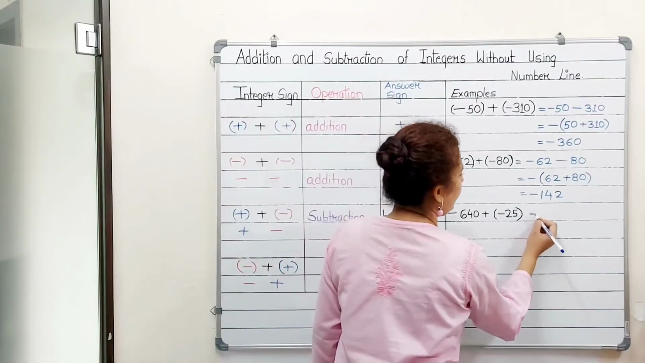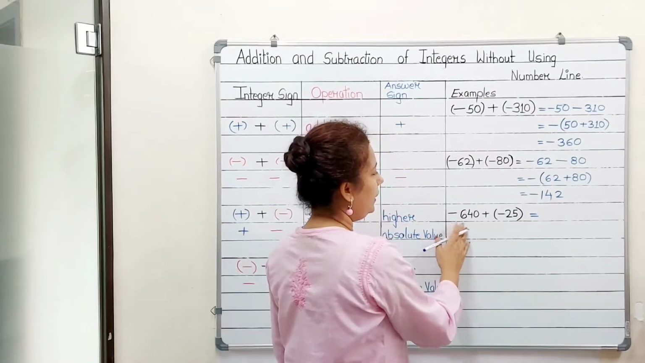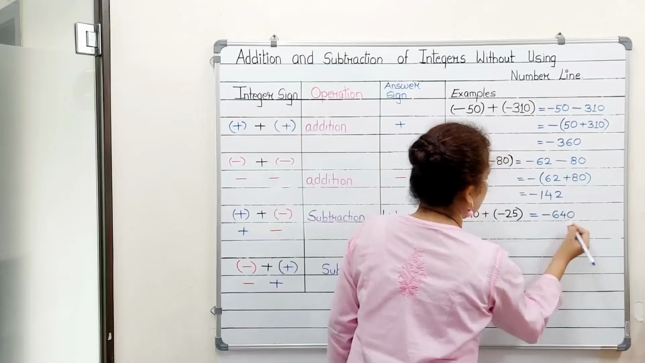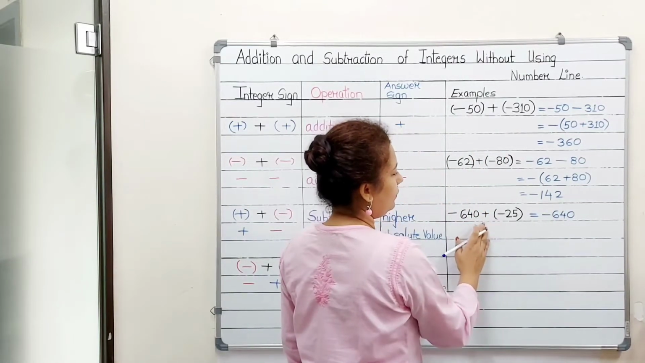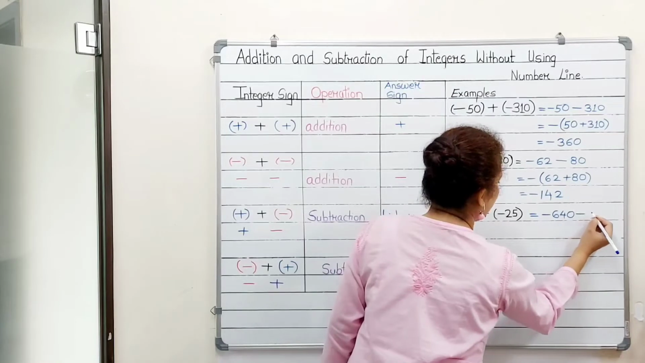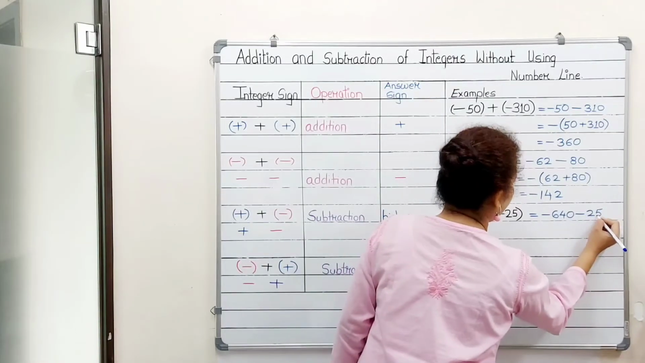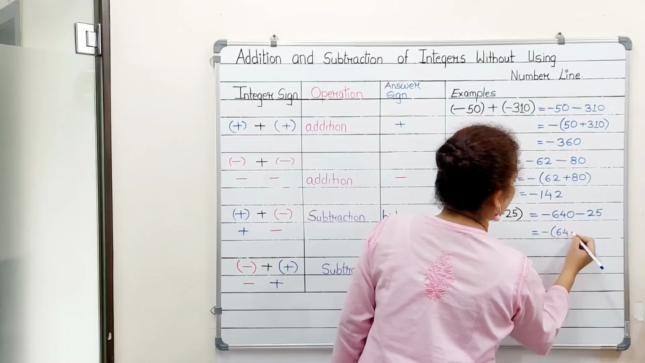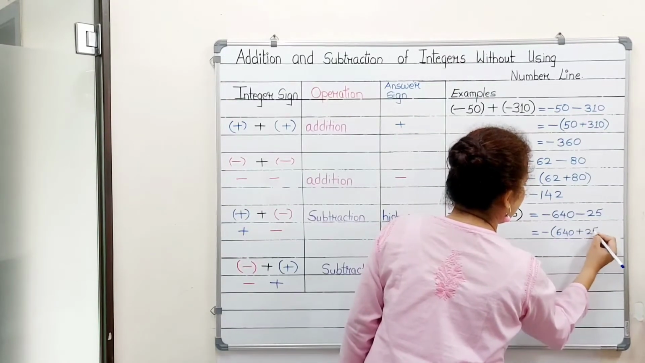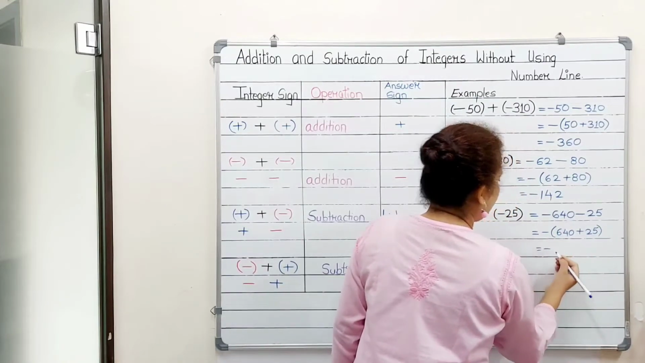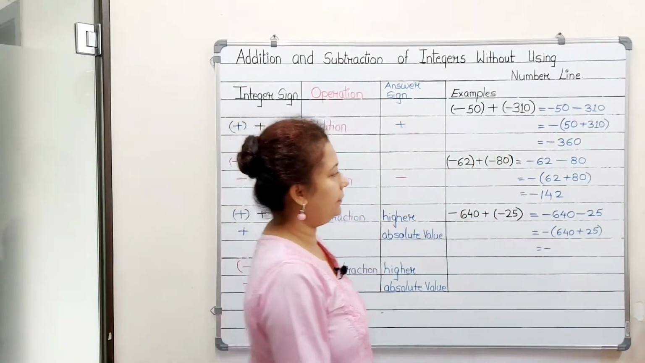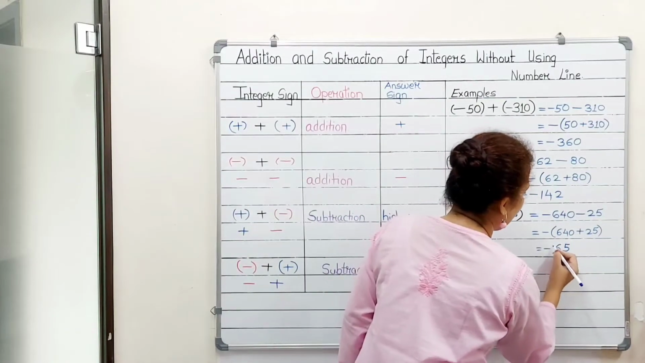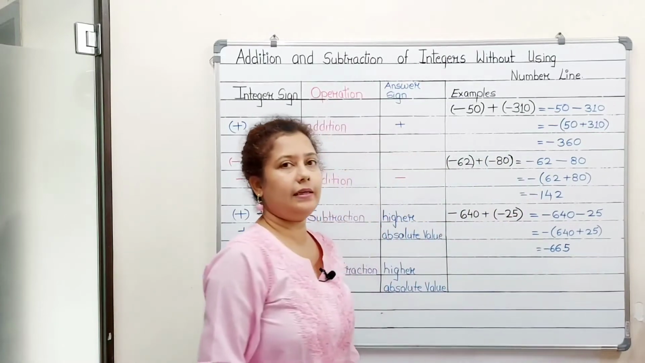Next, one more example I am taking. Here the first integer is minus 640. The second integer is negative, plus minus becomes minus 25. So here we will give the common sign, write the absolute values, and add the absolute values. The final answer will be negative, and after adding the absolute values, we get the answer minus 665.